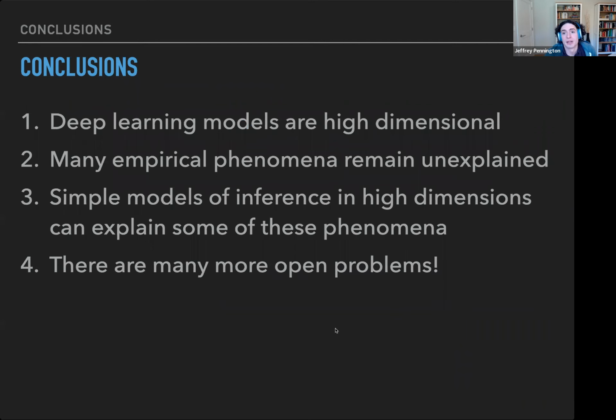So I'm basically out of time. I would just emphasize that I tried to give some evidence that deep learning models are operating in the high-dimensional regime, that the community at large has a lot of unexplained phenomena and nobody knows what's going on, that you can explain some of these things with simplified models that are actually tractable, and that there are a lot of open problems that I hope some of you might be interested in working on.